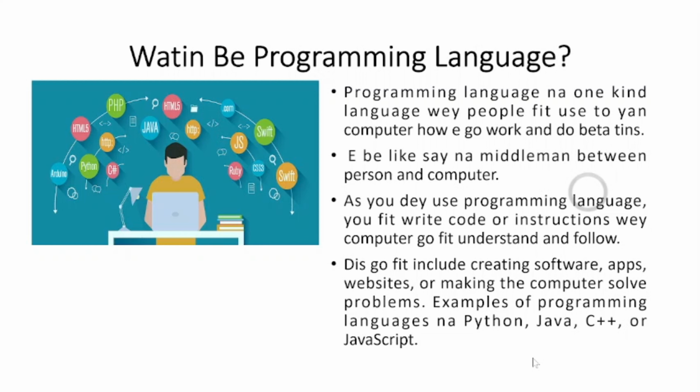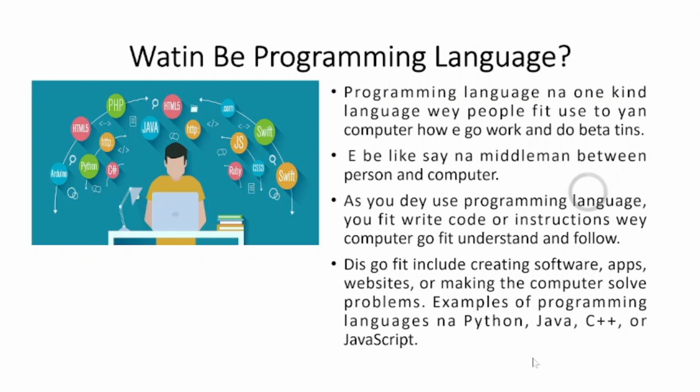Meaning say we dey use programming language dey tell computer wetin e go do. Because if you remember for our last class, I tell you na say the only thing wey computer understand na zeros and one. So in order for us to fit give instruction to computer, we need programming language. E be like say na the middleman between person and computer.